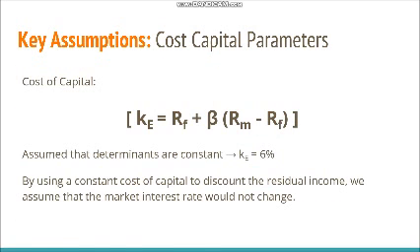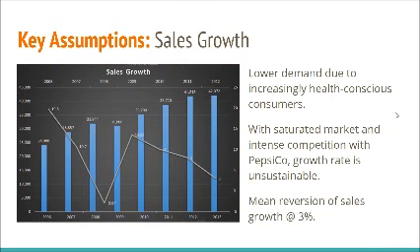Then for the cost of capital parameters, it was shown earlier by my teammate how we got the cost of capital of 6%. If we assume this constant cost of capital of 6% to discount the residual income, we also assume that the market interest rate will not change. Now I'll pass on to Faith to continue on.